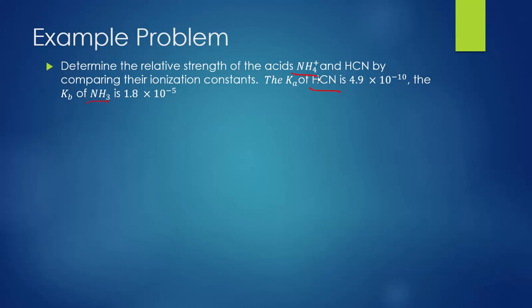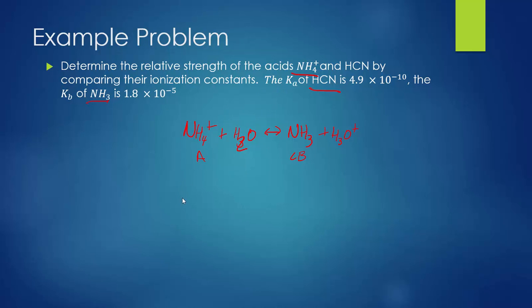Well, why would we be given the Kb of NH3? Let's think about the acid NH4+. When NH4+ reacts with water, H2O, and this goes in both directions, it produces NH3 and that proton, which joins with water to make H3O+. So this acid has the conjugate base ammonia, NH3.